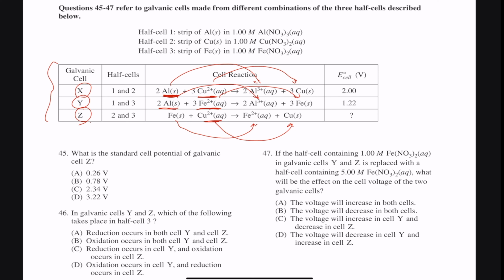What I just said, right? We keep the X as is, so it's just still 2.00, but the Y, we actually flip it, so that'll be negative 1.22. You put them together, add them together, and you get 0.78, which is going to be answer choice B.